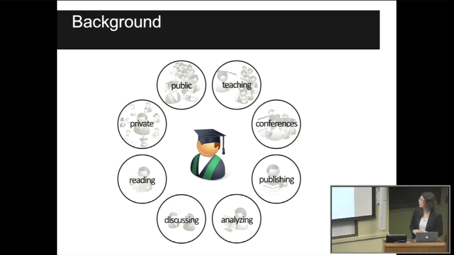To give you an overview, if you take a researcher, he has all those different facets of what he does. Of course, he publishes papers, or we should start on the lower left. He's reading articles, he's reading literature, he's discussing that with his colleagues, he's analyzing and doing his own research, he's publishing that, he's going to conferences to present his research. He might also do some teaching. Maybe sometimes he will talk directly to the public or to a journalist. And also he has the private aspect.